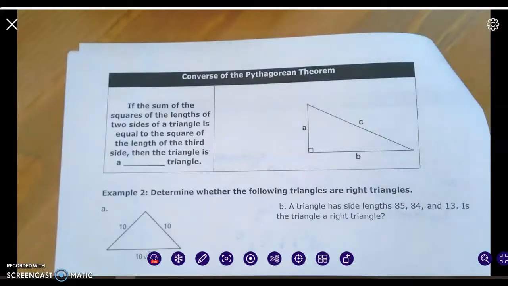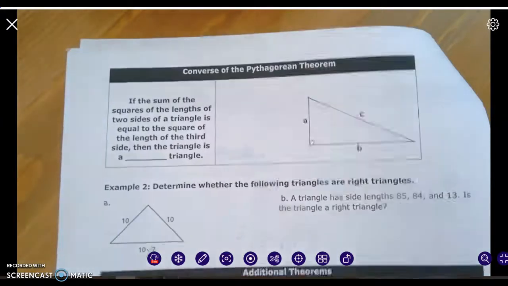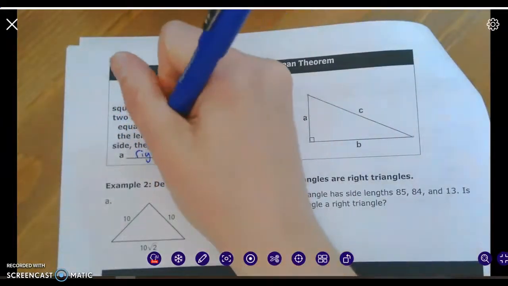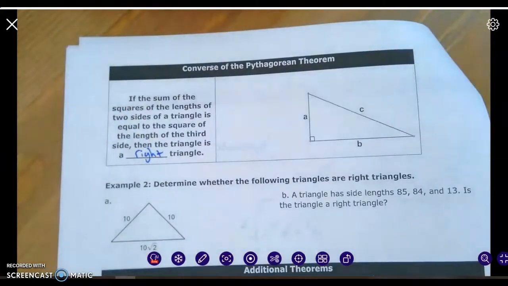Okay, this is page 4 of chapter 8, the converse of the Pythagorean theorem. So this says if the sum of the squares of the lengths of the two sides of a triangle is equal to the square of the length of the third side, then the triangle is a right triangle. So we're still going to use the Pythagorean theorem, but we're going to use it to determine if the triangle is a right triangle or not.